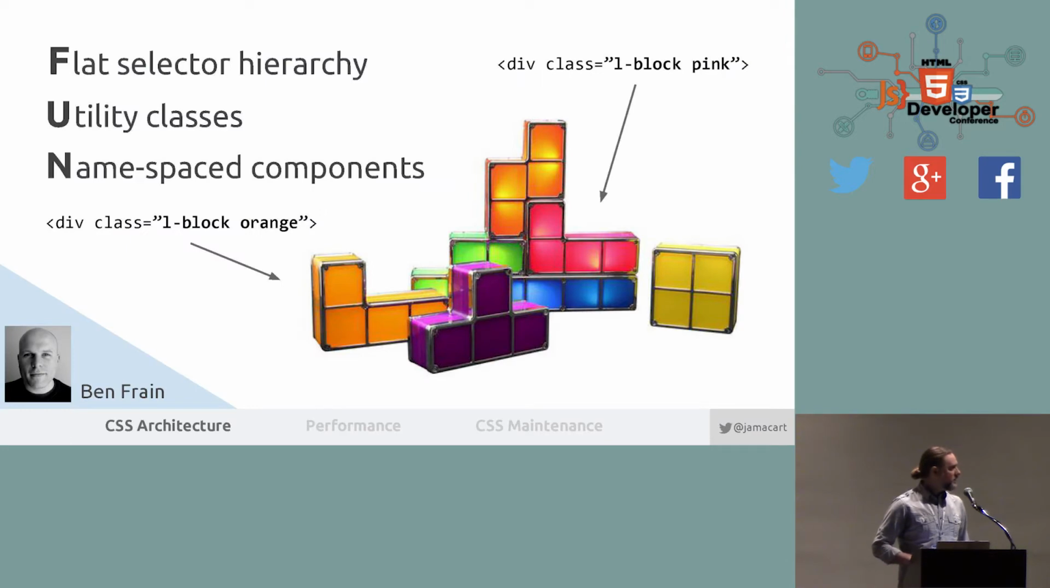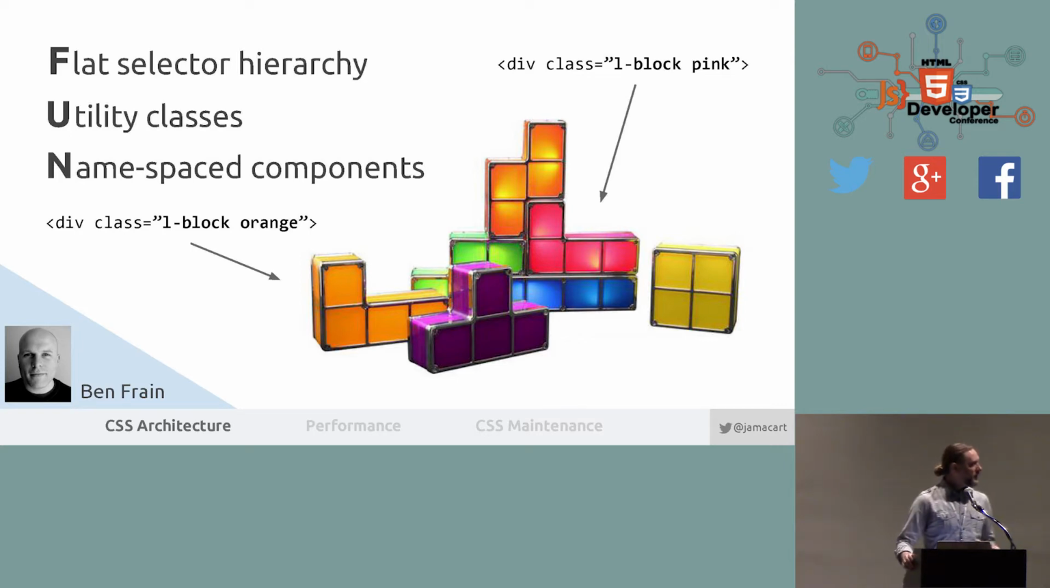So what you can do against that is come up with a plan. You've got to have a methodology. This guy, Ben Frayne, actually wrote an article about this. It's called FUN, is the acronym. And it's pretty straightforward. The F is for flat selector hierarchy, which basically just means don't nest too much. You've got to keep things modular like these Tetris blocks. It's got to be easy to stack, take components, put them anywhere you want to. You need to nest sometimes, but not all the time.